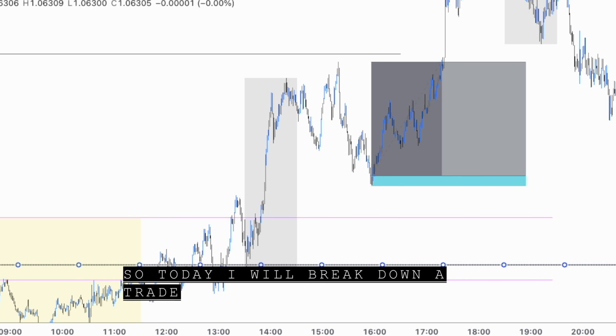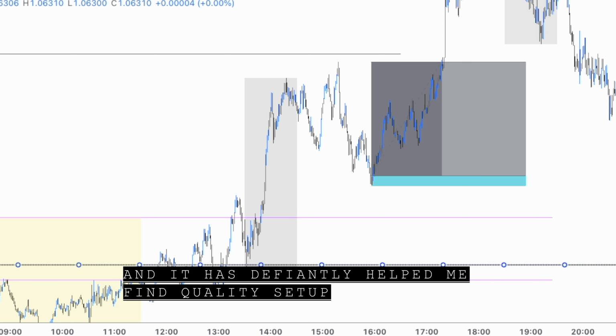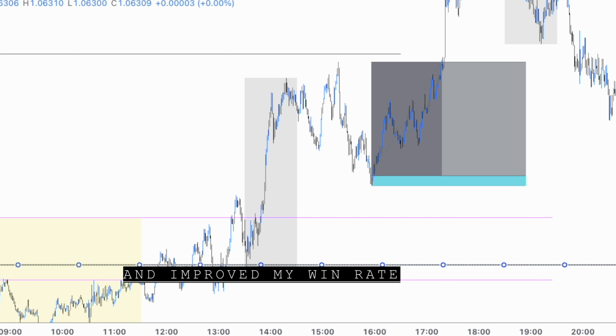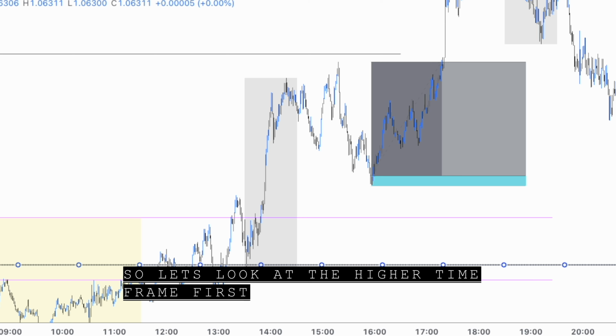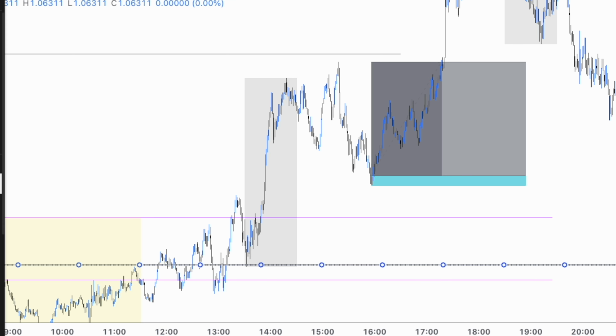So today I will break down a trade I took on Euro USD for 12 hours. Lately I am only trading Euro USD and it has definitely helped me find quality setups and improved my win rate. So let's look at the higher time frame first.